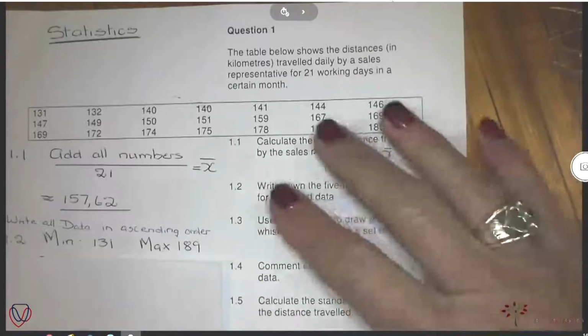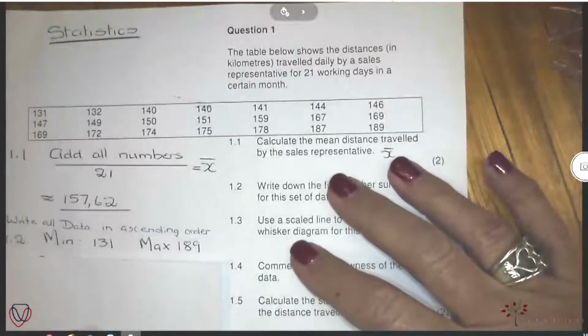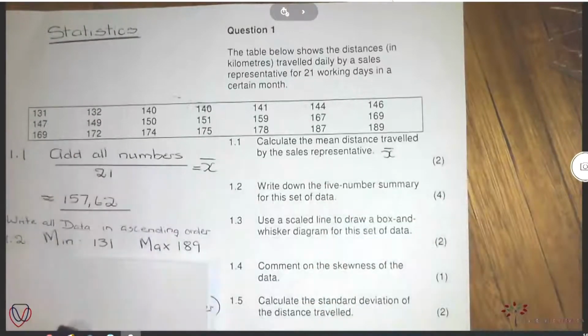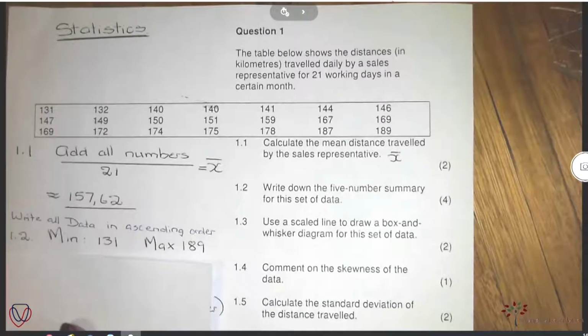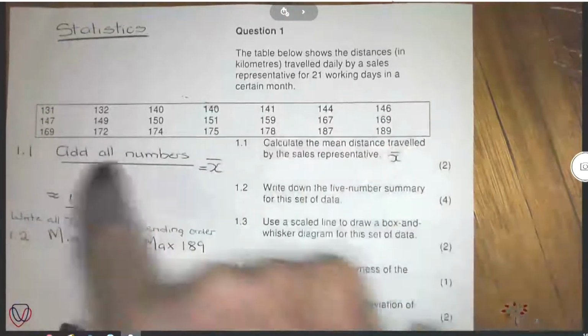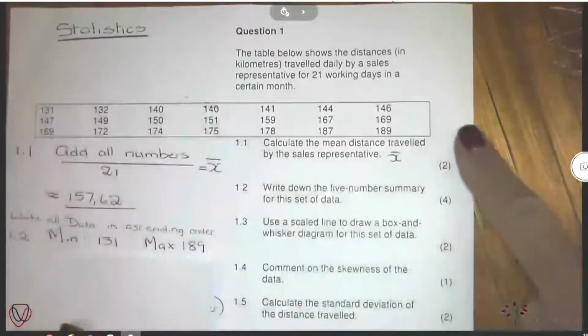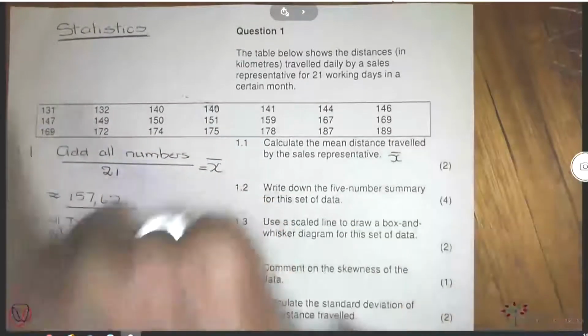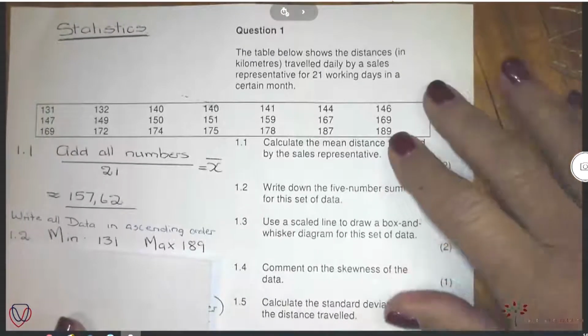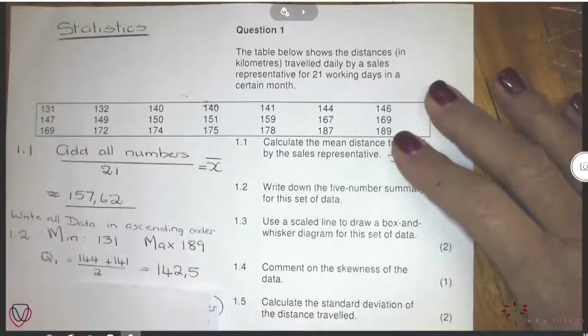I did it on a piece of paper because it's a waste of time. You people know how to do this, but I'm quickly going to go through it. The minimum is 131. Oh, but if you look at this, it has already been arranged. I forgot that it was already arranged. Can you see? From lowest to highest. So the minimum is 131. The maximum is 189.